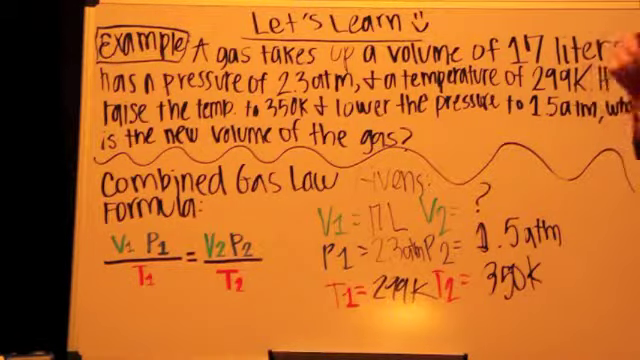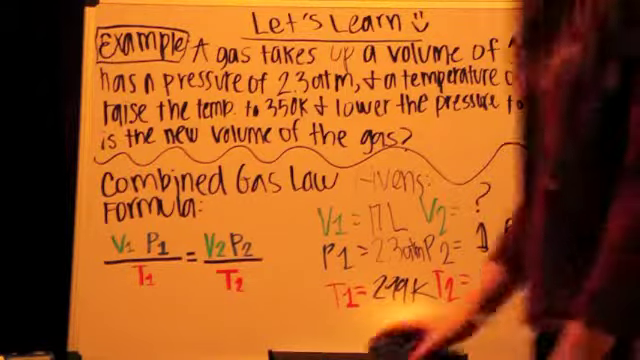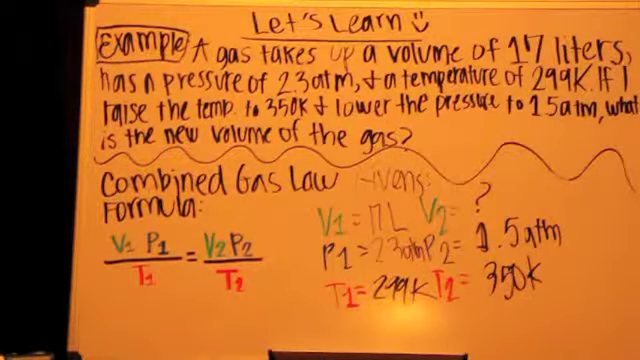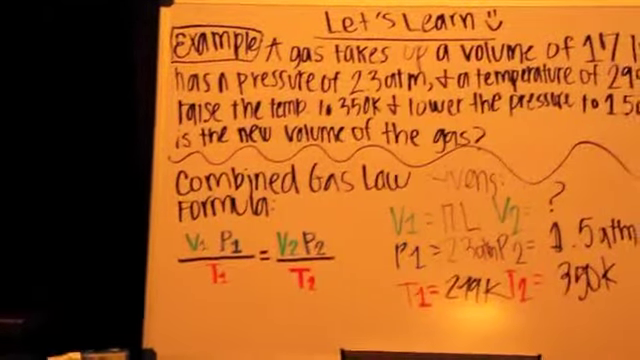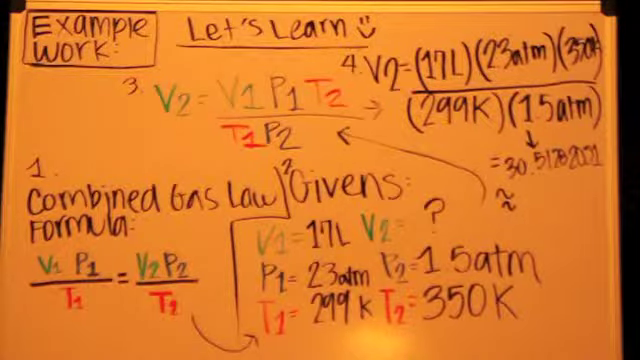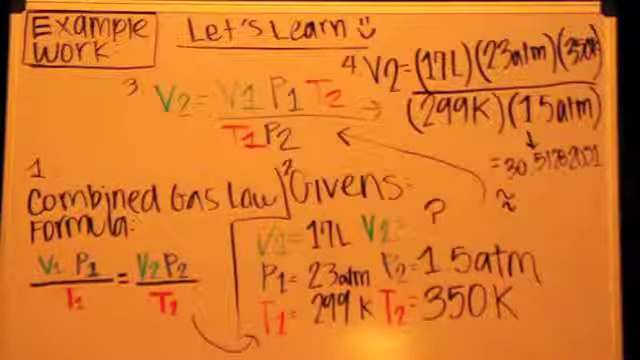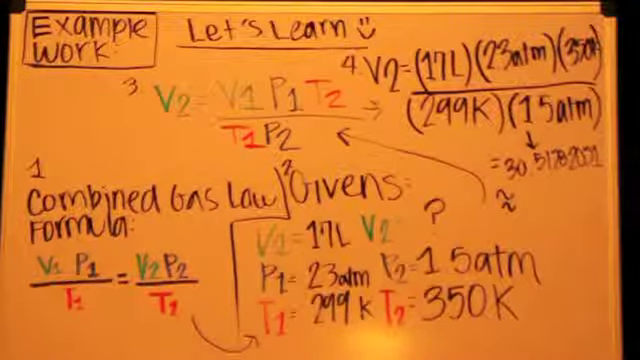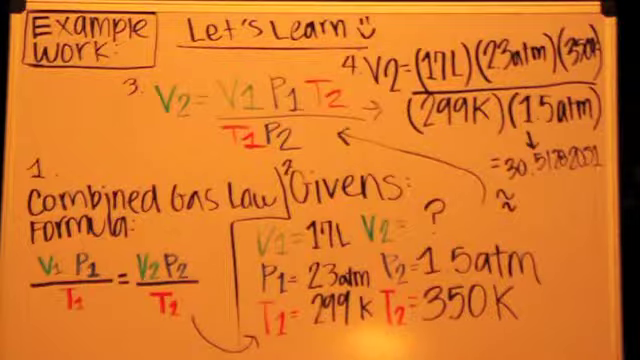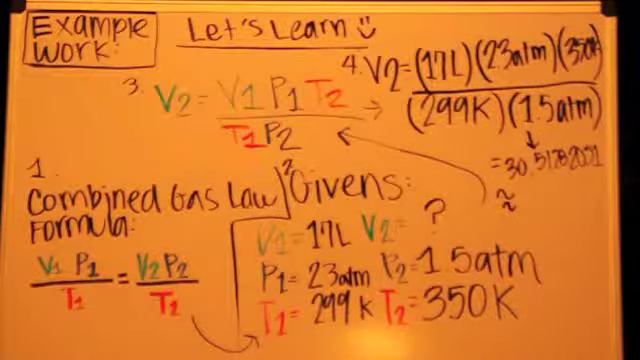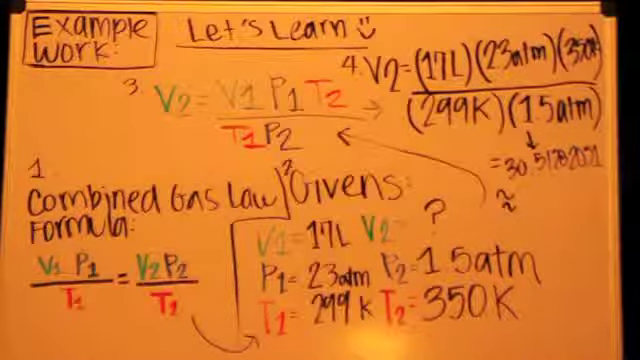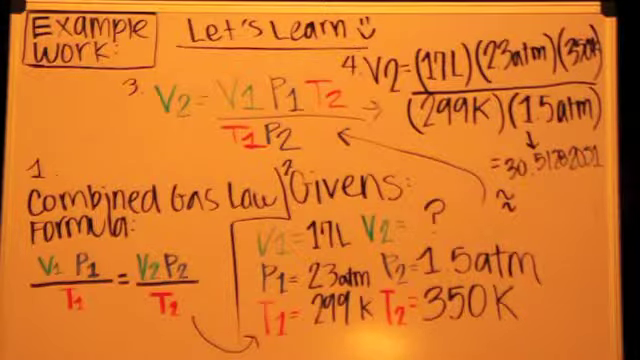Alright, so I'm going to erase the top part and we're going to continue on with this problem. First, use the combined gas law formula. You plug in the givens. V1 equals 17 liters, P1 equals 2.3 atm, T1 equals 299 Kelvin, V2 is what you're looking for, P2 equals 1.5 atmospheric pressure, and T2 equals 350 K, which is Kelvin.